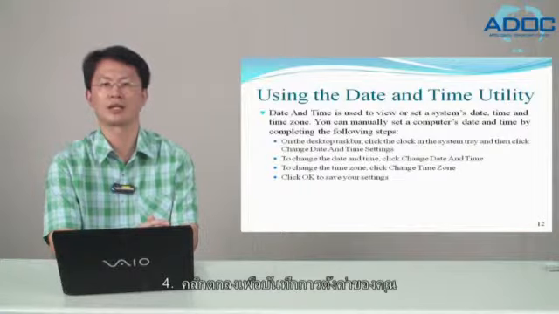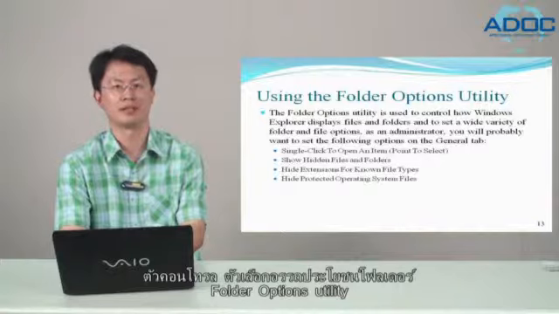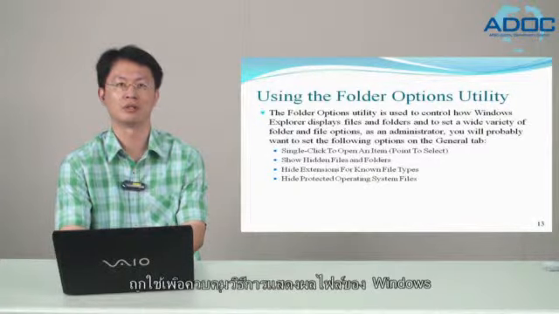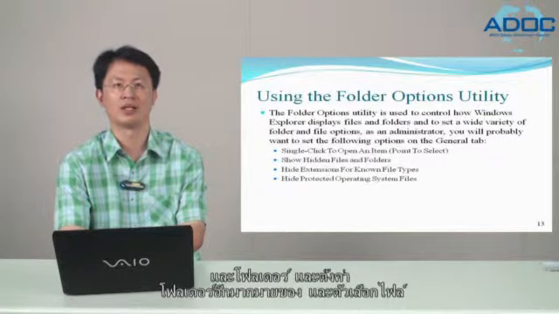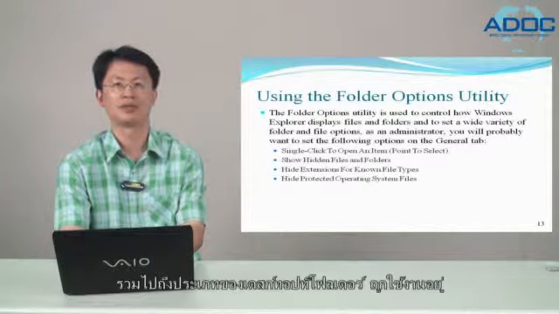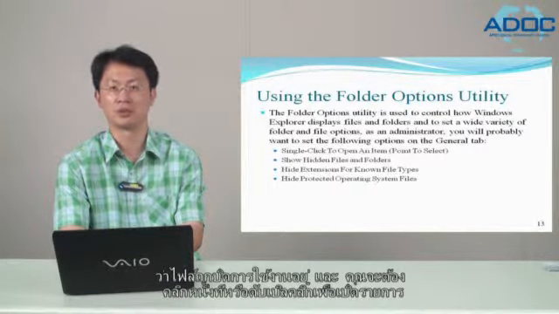Fourth, click OK to save your settings. The Folder Options utility is used to control how Windows Explorer displays files and folders, and to set a wide variety of folder and file options, including the types of desktop used, the folder views used, whether offline files are used, and whether you must single-click or double-click to open items.